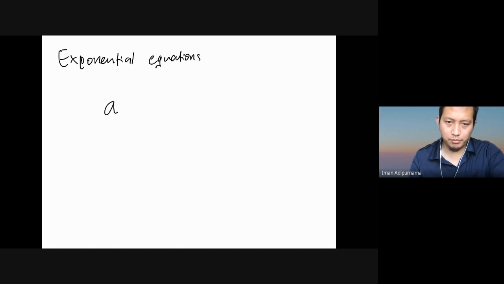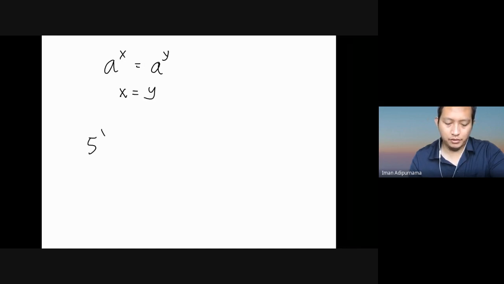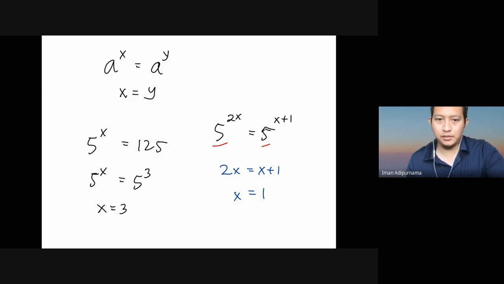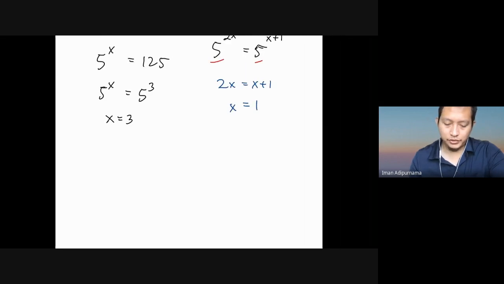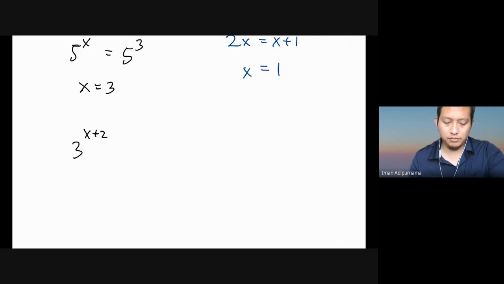So let's start with this expression: a with power of x equals a with power of y. If we have the same base a, then we can clearly see that x equals y, right? And this is the property of the exponent. So if we have 5 with power of x equal to 125, we can clearly see that this is 5 to the power of x, and this is 5 to the power of 3, so x equals 3. Okay. Same way, we have 5 to the power of 2x and 5 to the power of x plus 1. Because it has the same base 5, then we can have 2x equal to x plus 1. Then x will be 1. Okay, I hope no trouble at all in this part. And how about if we have 3 with power of x plus 2 equal to 7? Solve for x.